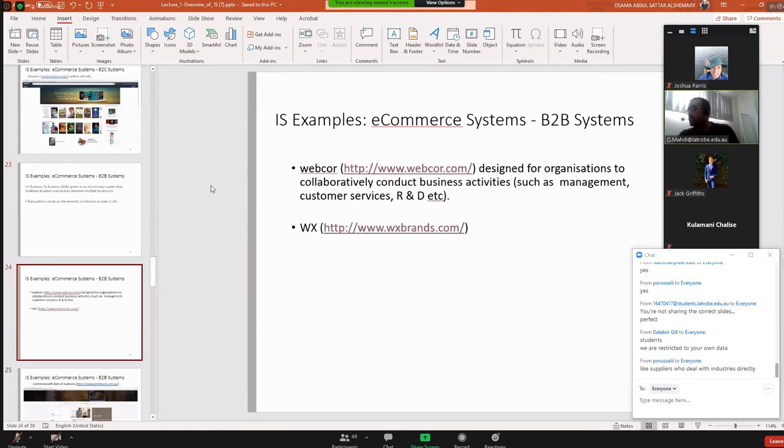For example, we can say Webcore is another one dealing with business to business, or YX, WX. It's more about business to business, not about the customer. You can't deal with them as an individual customer. They need to deal with an organization. They need to deal with a business. This is the whole idea.